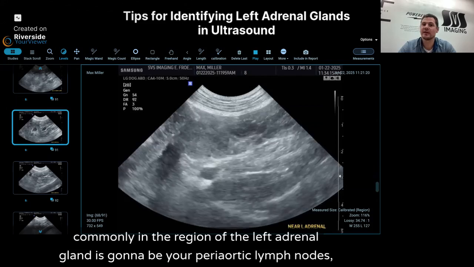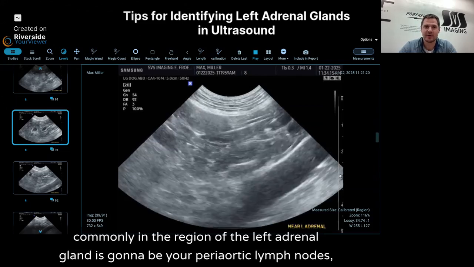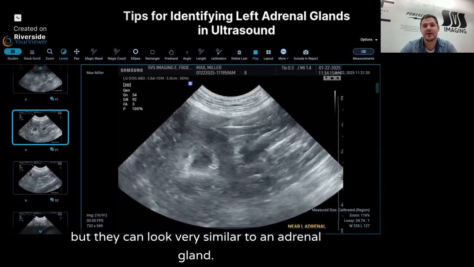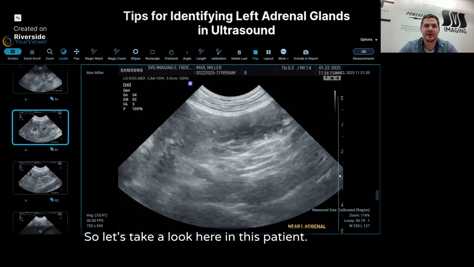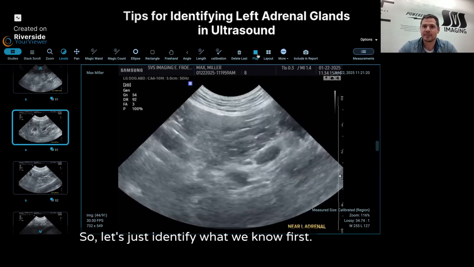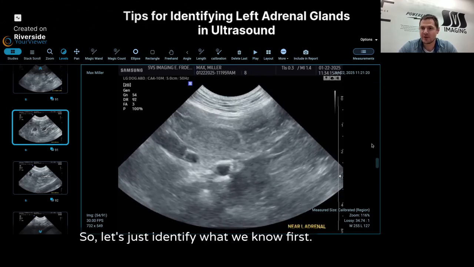We're going to highlight how to distinguish left adrenal gland from lymph nodes, and commonly in the region of the left adrenal gland is going to be your periaortic lymph nodes, but they can look very similar to an adrenal gland. So let's take a look here in this patient. Let's just identify what we know first.